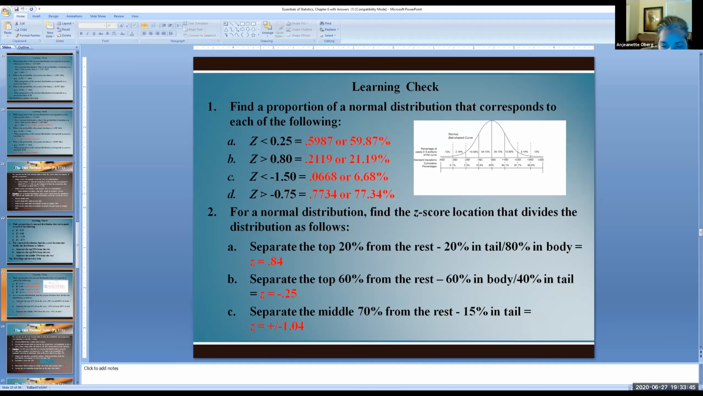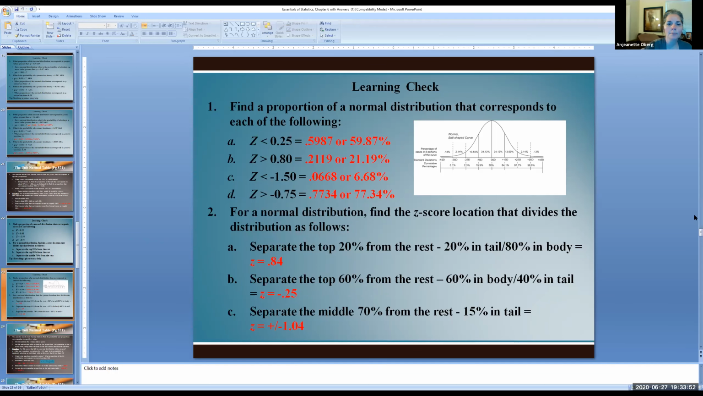Okay, so let me go to my drawing tools again. What the heck was it asking me again? Anybody remember? Because I don't remember now. The top 20% from the rest. Okay.